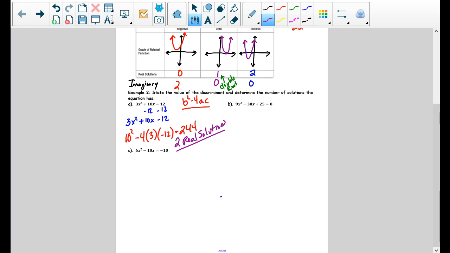So let's take a look at b. So b squared, so again, since it's negative, you either type it in with parentheses or just put the 30, minus 4 times a times c. This one's nice, it's already set equal to 0, so we're just taking our a, b, and c. So 30 squared minus 4 times 9 times 25. And we get 0. So then that tells us 1 real solution.